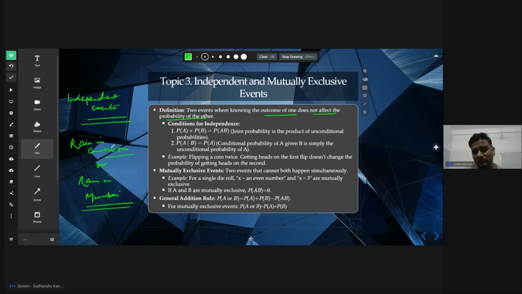The question asked is x greater than 4. Now we know the possibilities are 1, 2, 3, 4, 5, and 6. I am asking you x greater than 4, which means 5 and 6, right? So we'll take x is equal to 5, which becomes 5 by 21. Then we'll take the probability of x is equal to 6, which becomes 6 by 21, right?